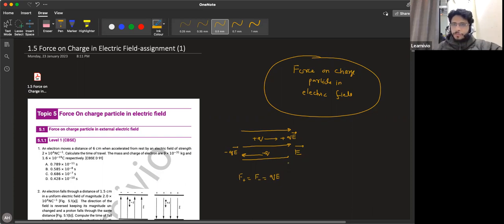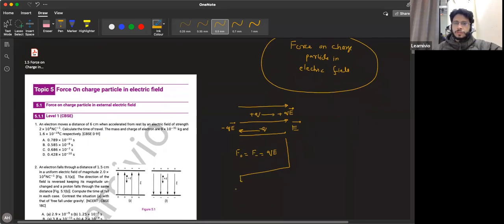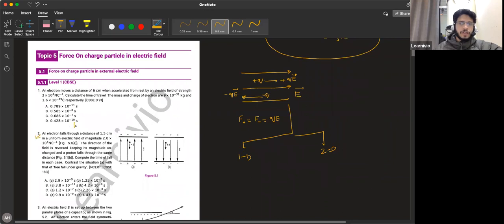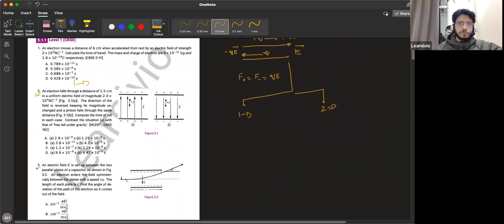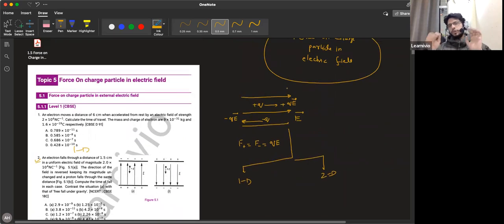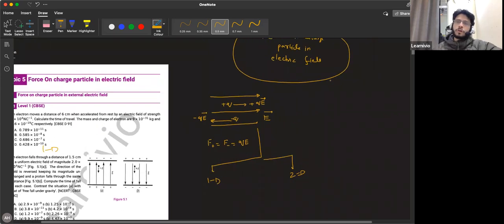Now, on this concept, we have two types of questions. One is on one dimensional, another is on two dimensional. So this is a solved example of NCERT. This is a one dimensional question. This is solved, this is from the exercise. This is a question on two dimension. These are the two types of questions that you can get from this topic. Topic is small, just F is equal to QE. There is one more logic concept here. Okay, we'll discuss it later.